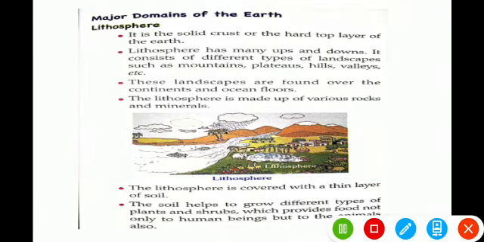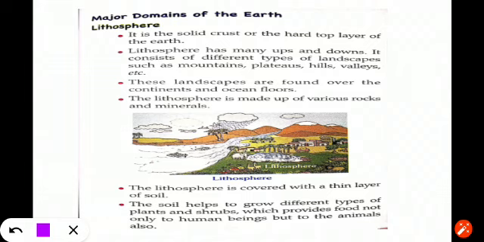Now we are going to discuss the major domains of the earth. Let's start from lithosphere. You have to remember, lithosphere is a solid crust or the hard top layer of the earth. Lithosphere has many ups and downs. It consists of many different types of landscapes such as mountains, plateaus, hills, valleys, etc. The lithosphere is made up of various rocks and minerals.